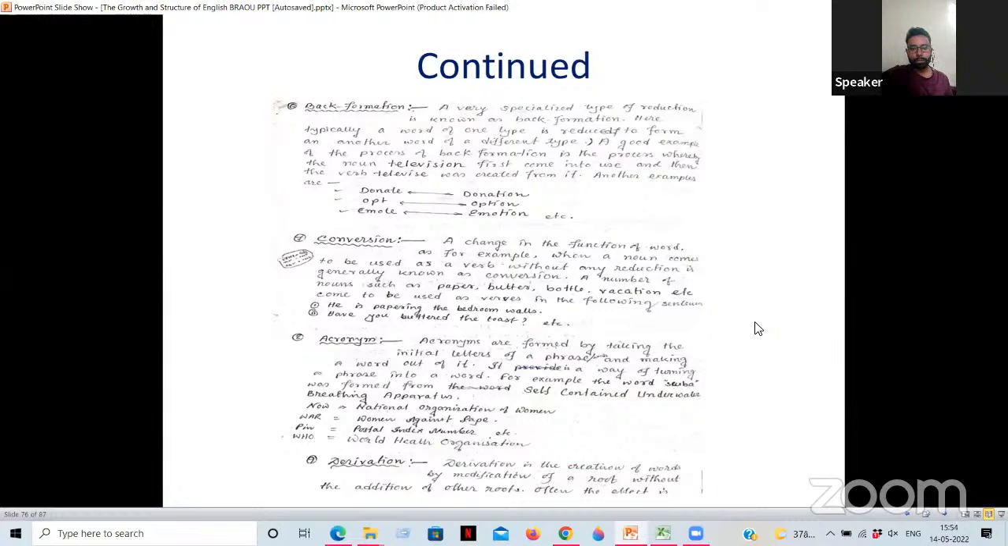He is preparing the bedroom walls, peppering the bedroom walls. Okay, have you buttered the toast? So such words, when they remain the same as they are and are used in another form, that will be called conversion.